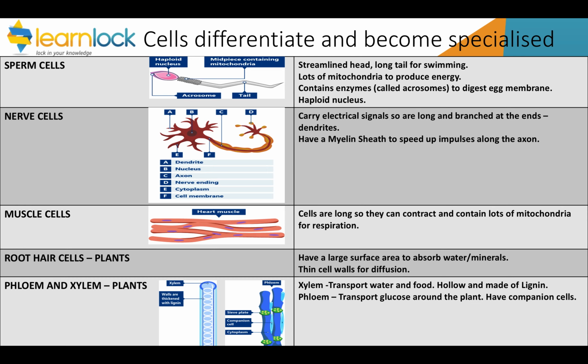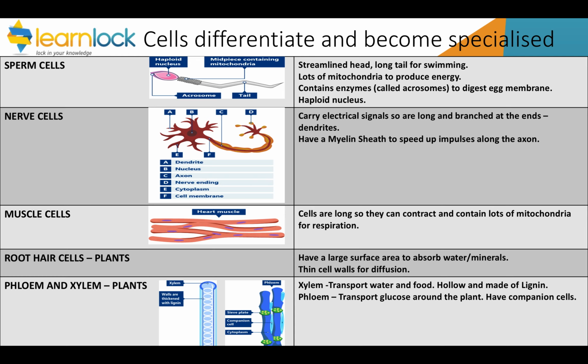Nerve cells, these are long and branched and they carry electrical signals. They're surrounded by a myelin sheath and that speeds up the impulse along the axon. You can see that's labelled C in the diagram. Muscle cells, these are long and again this is helping them to adapt so they can contract and expand when being used in movement. Muscle cells also need a lot of energy, so they also contain lots of mitochondria.